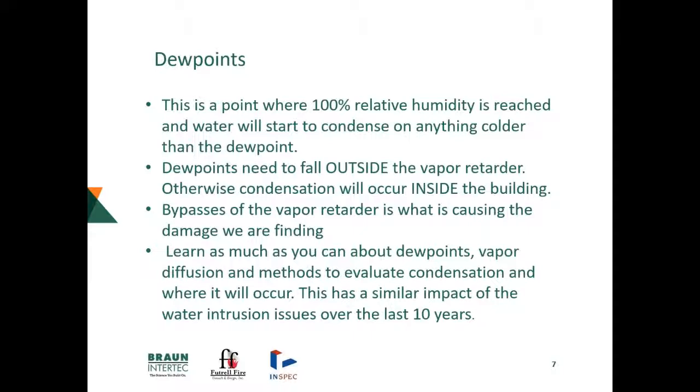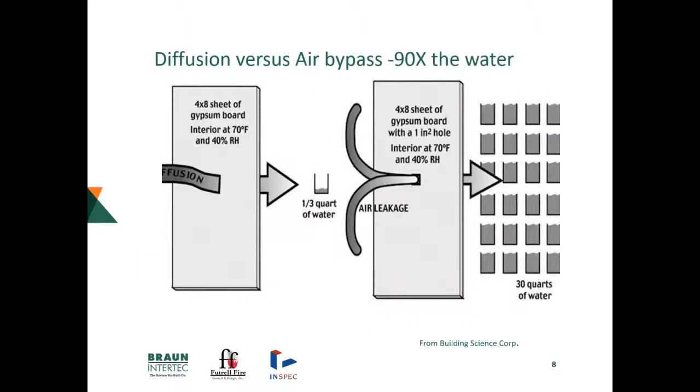So you have 10 below outside, 70 degrees inside, somewhere in between the two will meet. If it falls on the inside of that vapor retarder, you will have condensation in the building, which is what's causing some of these problems. So try and learn more about this, learn how to use psychrometric charts, which we'll show you shortly.